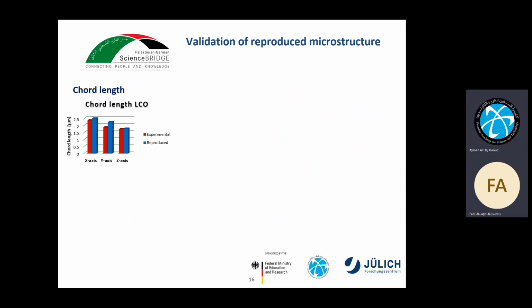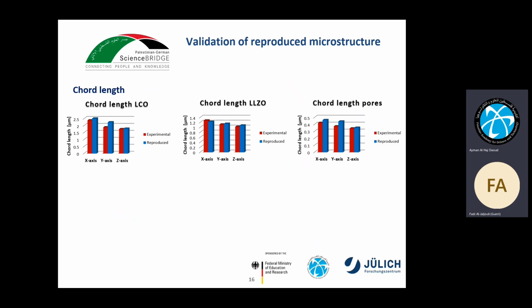Now, another important factor is the chord length, and chord length is affected by two factors. First, how much homogeneity we have in the structure, and it is also affected by the orientation of the particles. For example, we can see here that the chord length of LCO was slightly lower than in the experimental one, which means that in the experimental one we have more flat particles. For LLZO, it was not affected much because we used spherical particles.